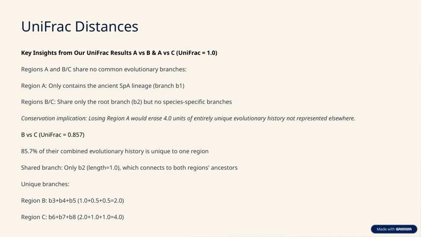The only branch they share is B2, the root branch that connects their ancestors, with a length of 1. Beyond that shared branch, each region has its own set of unique branches. Region B has branches B3, B4, and B5, totaling 2 units, while region C has branches B6, B7, and B8, totaling 4 units. This shows that each region has a significant amount of unique evolutionary history, reinforcing the idea that these regions are quite distinct in their evolutionary makeup. Overall, these results underscore the importance of conserving both regions, as they each harbor substantial and largely exclusive evolutionary information.